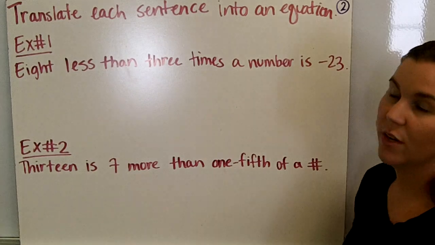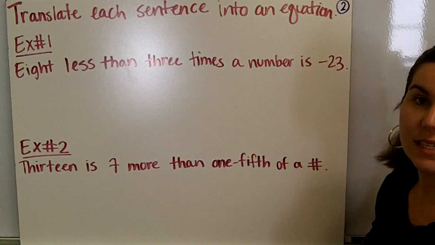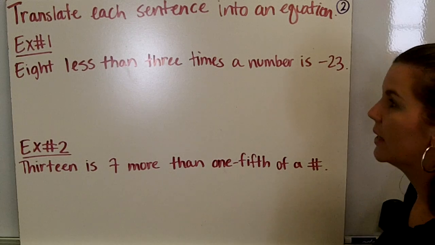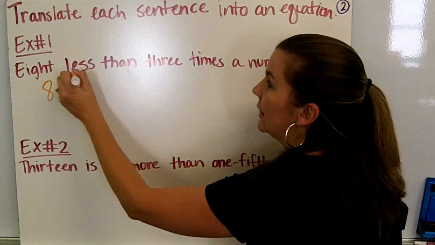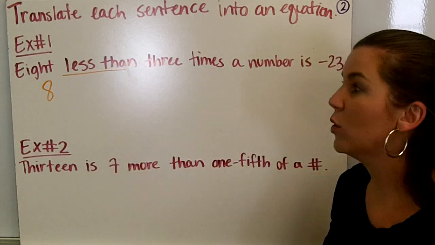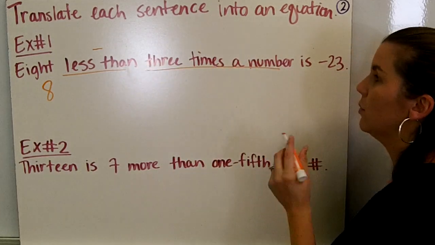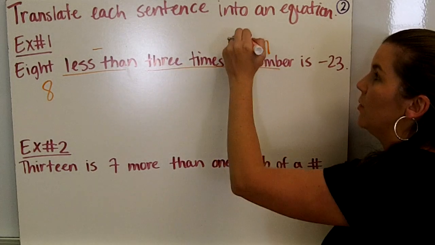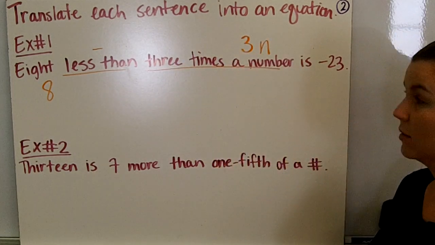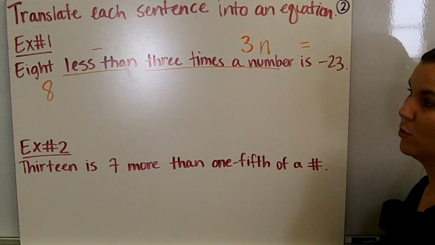Translate each sentence into an equation. Example number 1. 8 less than 3 times a number is negative 23. So I have some keywords here. 8. Less than. Less than means we're going to subtract. 3 times a number. Well, let's call the number n. 3 times the number would be 3n. Is means equals, and I have negative 23.